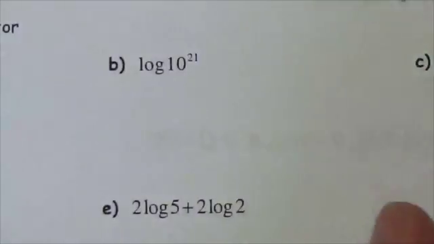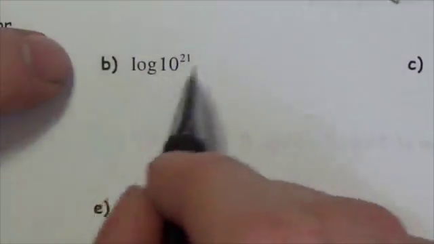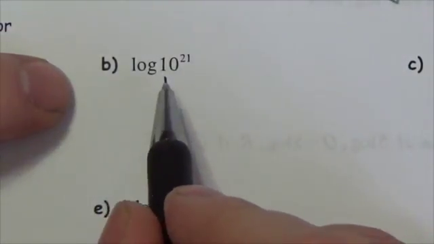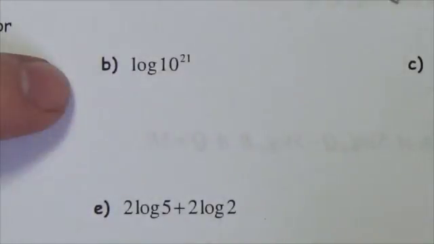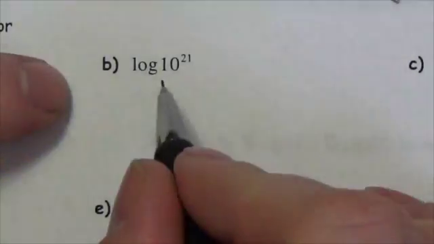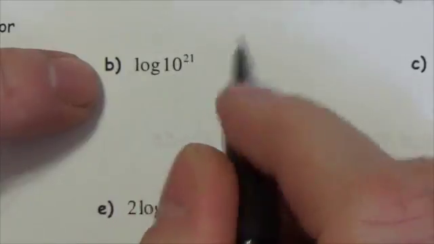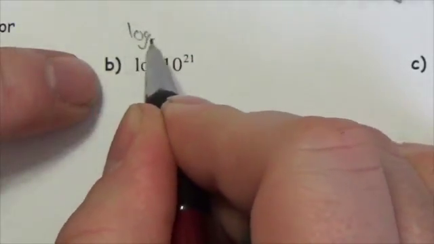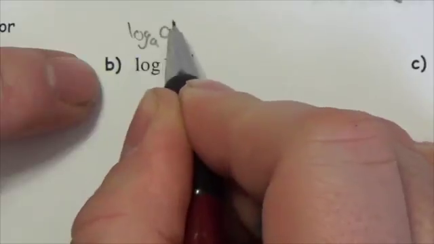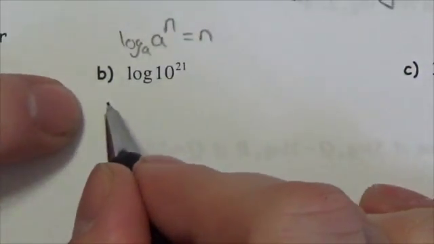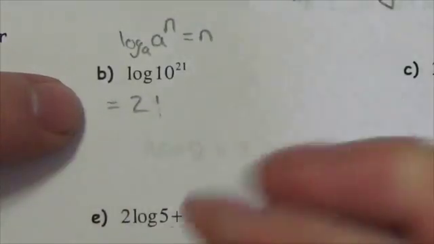The common log of 10 to the 21. All right, now this one here should be really straightforward if you're paying attention. Notice that the base of the logarithm isn't shown, which means it's a common log, which again means it's base 10. So what I've got here is log base 10 of 10 to some power. Now remember, there is a rule here. If we had log base a of a to the n, the answer was n. Well, this means that this is going to be equal to 21.